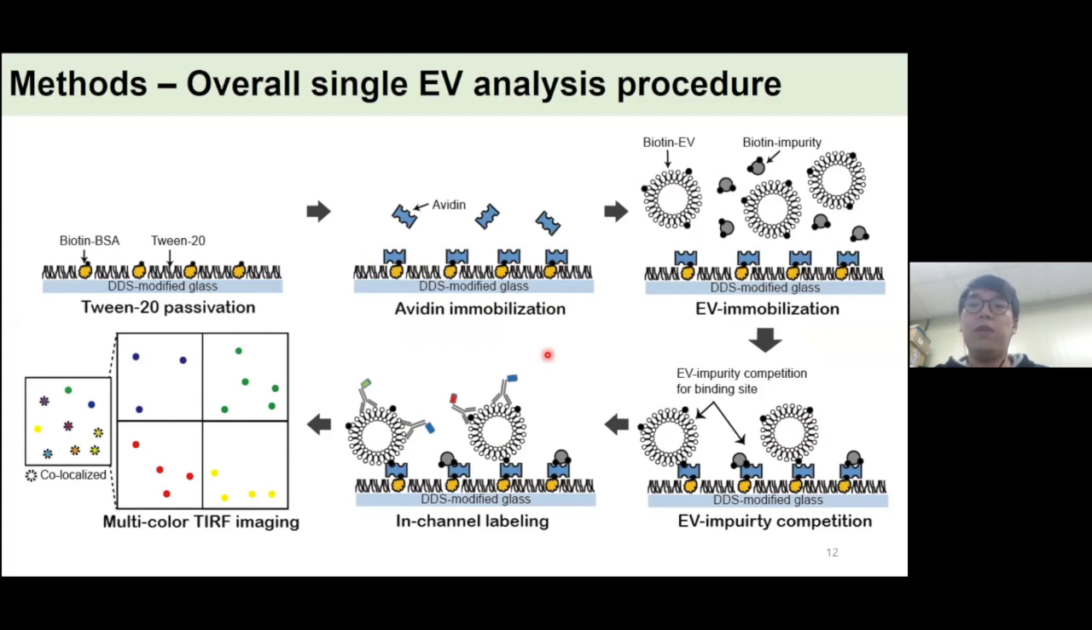To solve this problem, we tried to adopt a Tween-passivated glass surface for efficient EV immobilization and fluorescent labeling. Using this surface, EVs are immobilized on the surface by strong biotin-avidin interactions, while all other molecules, including fluorescent antibodies, cannot adhere to the surface because the surface is passivated by Tween molecules. Thanks to these unique characteristics of the surface, we can perform the entire process of single EV analysis, including EV immobilization and fluorescent labeling, within an hour.